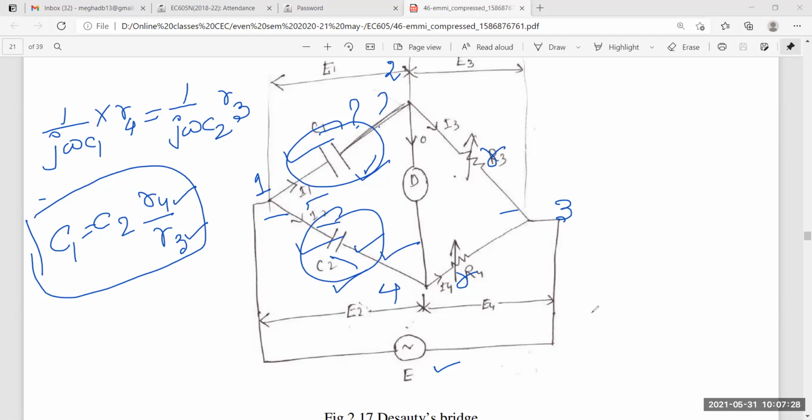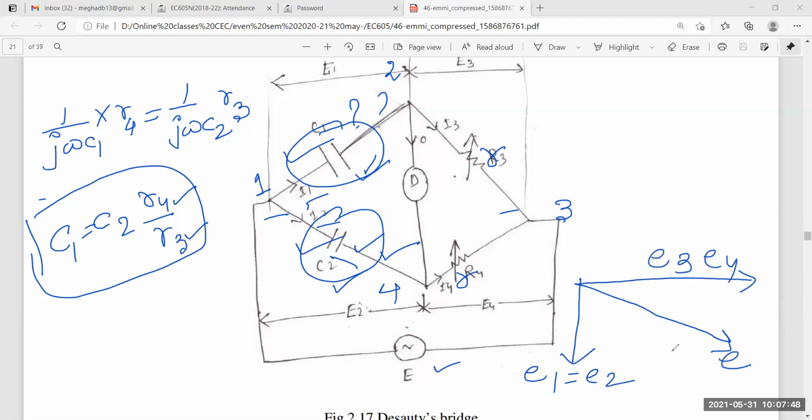What kind of phasor can we have? I'm drawing it here. So we can have this kind of phasor, see here. I need to get the resultant, because in a phasor or vector diagram you have to get a resultant. So here E1 equals E2, and here E3 equals E4. This will be my resultant. So my phasor will be somewhat like this for this simple De Sauty bridge.